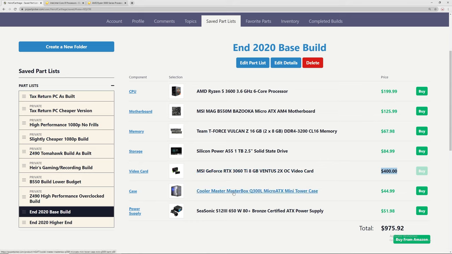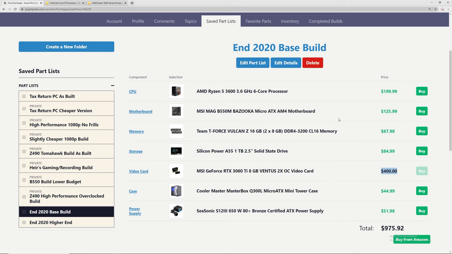The case, I just use this little Cooler Master MasterBox because it's a nice little mini tower case. I've used this recently. It's an excellent case and does the job just fine. Power supply, the Seasonic was a good example of a 650 watt, 80 Plus Bronze certified. I recommend you get at least a Bronze certified for this. And 550 watts would probably get you by, but you should go with 650 if it's available and you get a good deal here anyway.